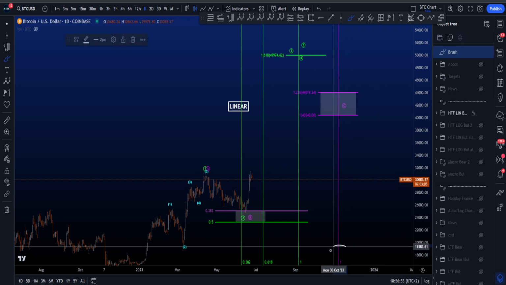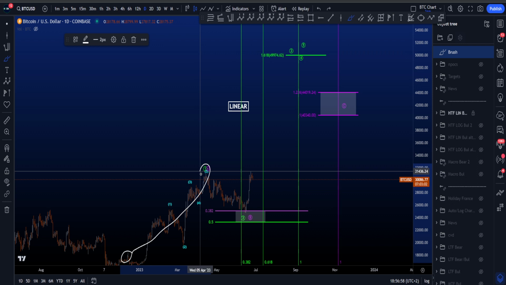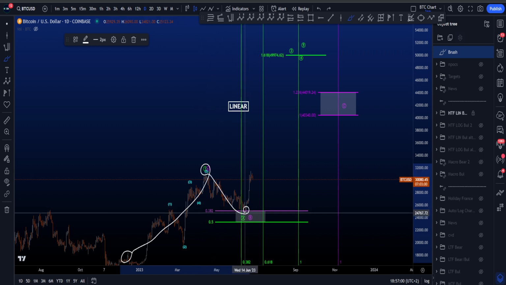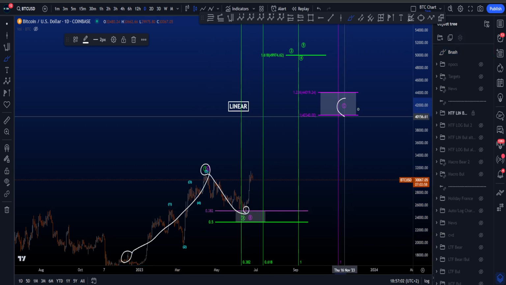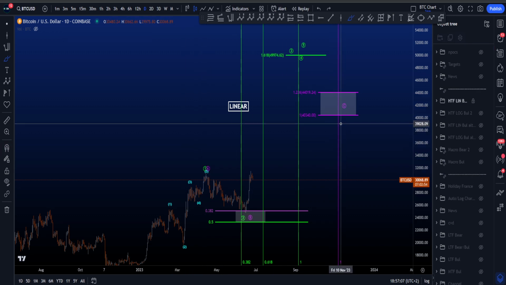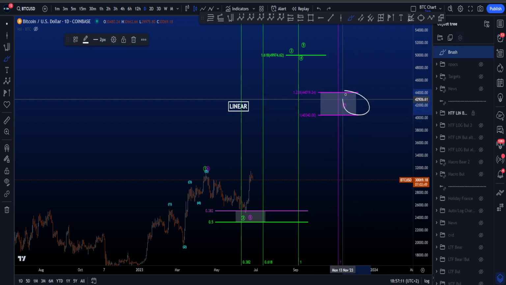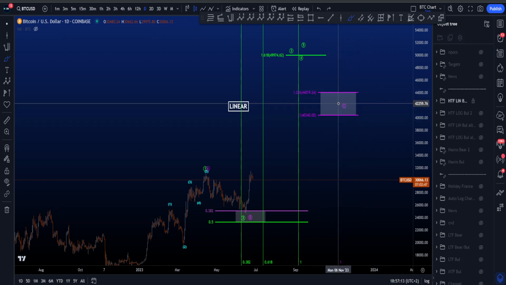Now you see a fib time in purple, which is a fib time taken from the low at 15.4k to the high of this wave A to then the low of this wave B. And usually a wave C takes a little bit more time to form than a wave A. So preferably we want to see wave C finish somewhere around this 1-to-1, maybe a little bit after the 1-to-1. And the 1-to-1 is sitting at the 6th of November this year.